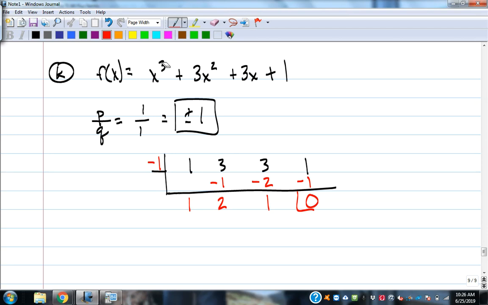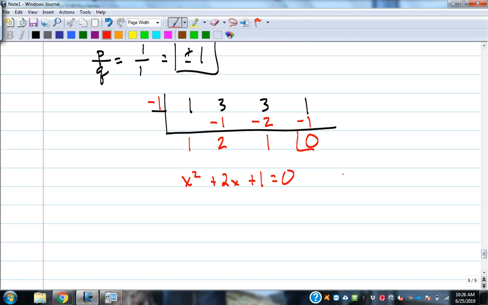That leaves me, I started with x cubed. Now I got an x squared. And set that equal to 0 and solve it. Okay. I'm a factor person. I like to factor it if it will. 1 times 1 is 1. I got to add to be 2. Well, hey, 1 times 1, 1 plus 1. That works. So my factors then are x plus 1 twice.